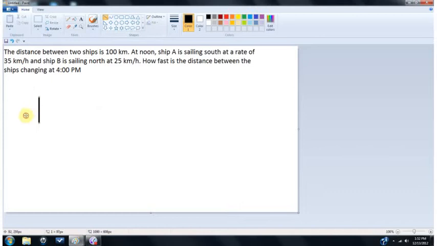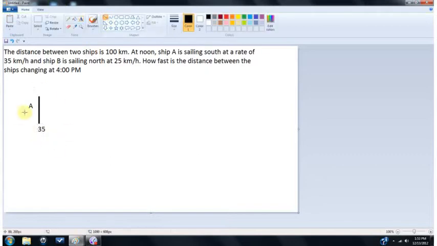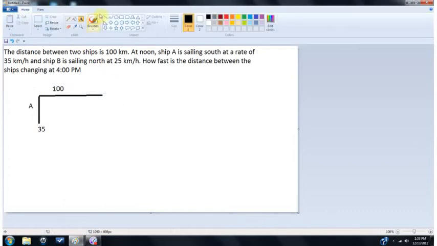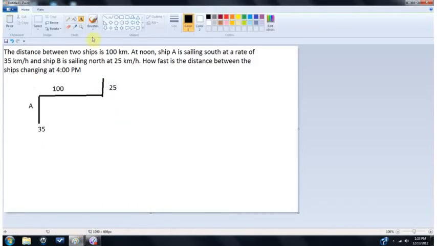So this will be ship A, and it's sailing at a rate of 35 kilometers per hour. I'll just leave 35. The distance between them is 100 kilometers. And ship B is sailing north at 25 kilometers per hour. And our z is the distance between them.